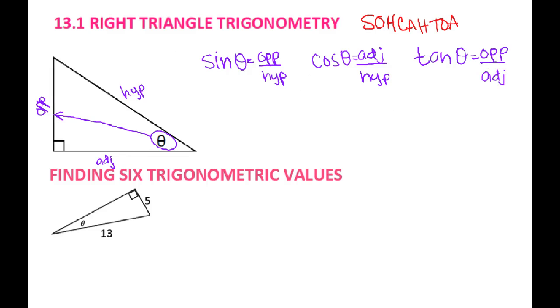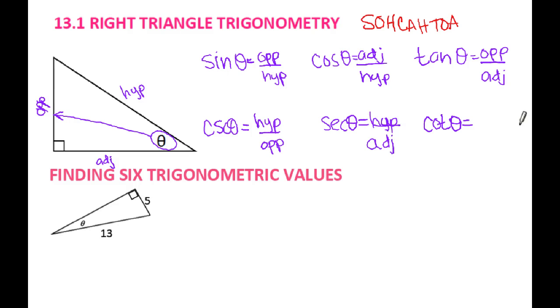There are three other trig ratios, which are reciprocal functions of sine, cosine, and tangent. The reciprocal function of sine is cosecant, the reciprocal function of cosine is secant, and the reciprocal function of tangent is cotangent. If sine is opposite over hypotenuse, cosecant is hypotenuse over opposite. If cosine is adjacent over hypotenuse, secant is the reciprocal of that, hypotenuse over adjacent. Tangent is opposite over adjacent, so cotangent is adjacent over opposite.